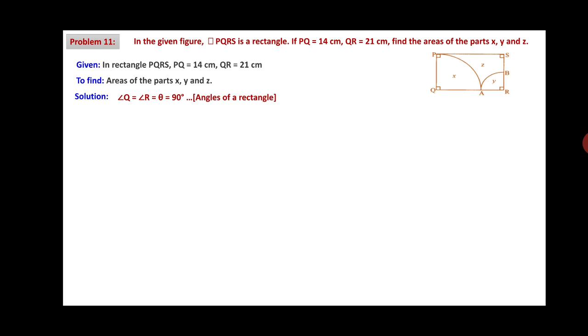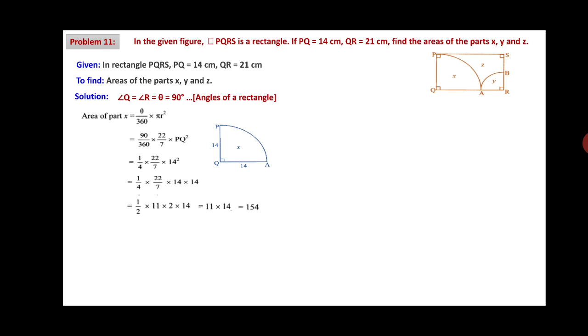Friends, angle Q is equal to angle R is equal to theta, which will be 90. These are the angles of the rectangle. Now, area of part X is equal to theta upon 360 into pi r square. From the figure, we have 90 upon 360 into 22 upon 7 into PQ square. So, 1 upon 4 into 22 upon 7 into 14 square. So, 1 upon 4 into 22 upon 7 into 14, which will be 1 by 2 into 11 into 2 into 14. So, here it is 11 into 14, which will be 154. Therefore, area of the part X is 154 square centimeter.